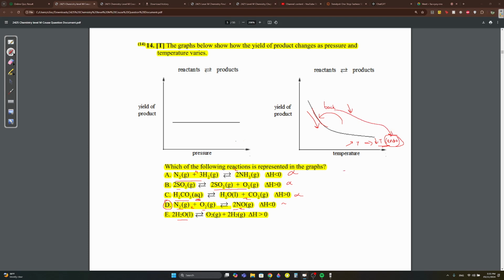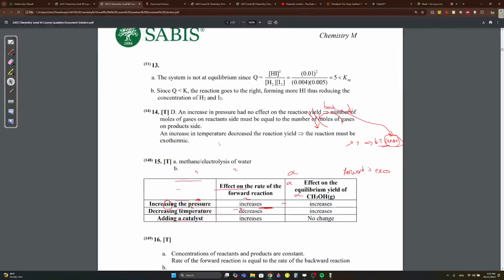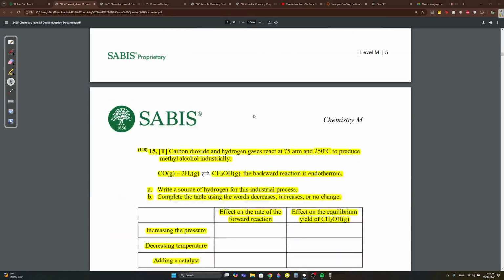That means the forward is what? Exo. Forward is exo. And let's check here. Is our forward exo? Yes, it is, because delta H is negative. So it should be part D. 14, D. Okay. Question 15. We'll do this fast.